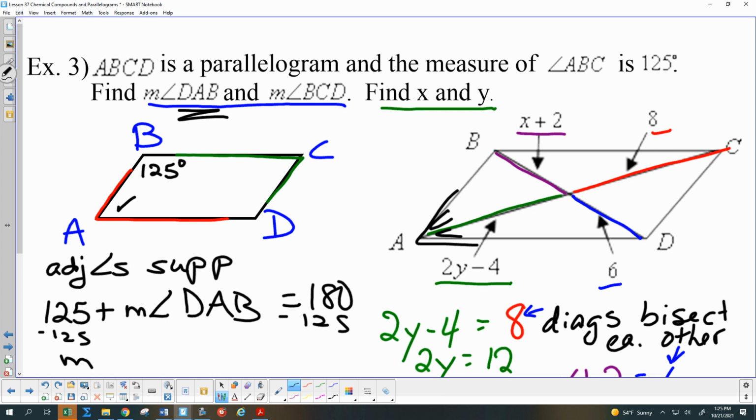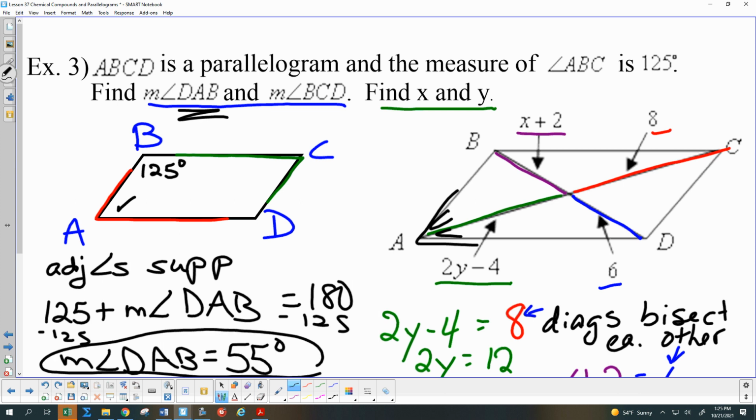And can you tell me how big the measure of angle DAB would be? Shout it out, everybody. 55. It does not have a degree symbol in the picture, so we need to say with degrees. So now we know this is 55 degrees.